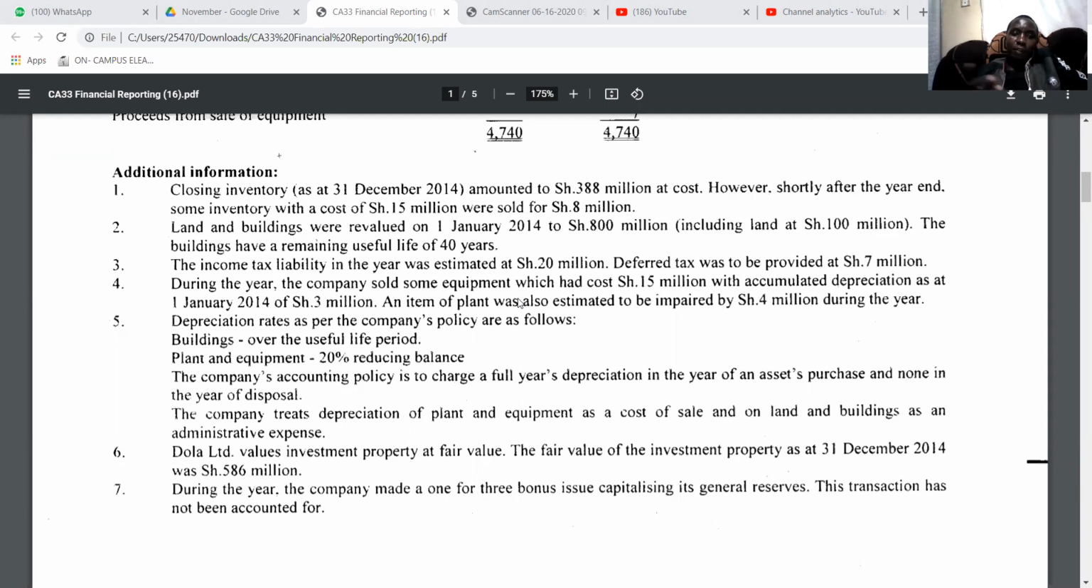Then finally, we have, during the year, the company made a bonus, that is note 7. So that bonus was in terms of what? During the year, the company made a 1 for 3 bonus issue, capitalizing its general reserve. What is a bonus? What's a bonus issue?